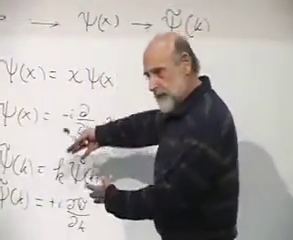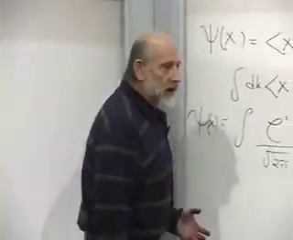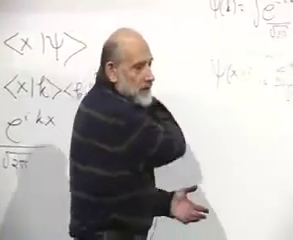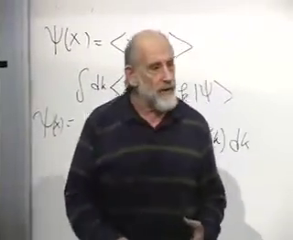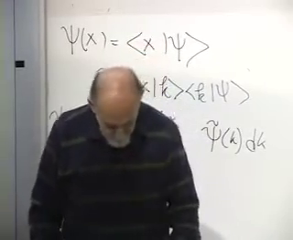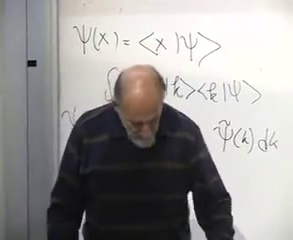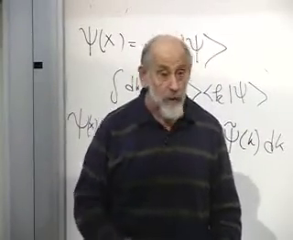And by symmetry, by now you can see there's a symmetry between the two problems. So if a state of definite momentum is smeared all over the place in position, then a state of definite position has a completely uncertain momentum. That's the character of the position-momentum correspondence, if you like.